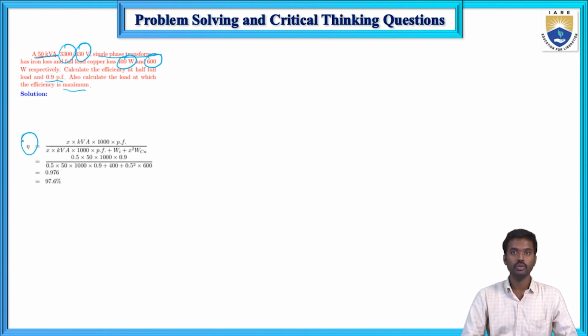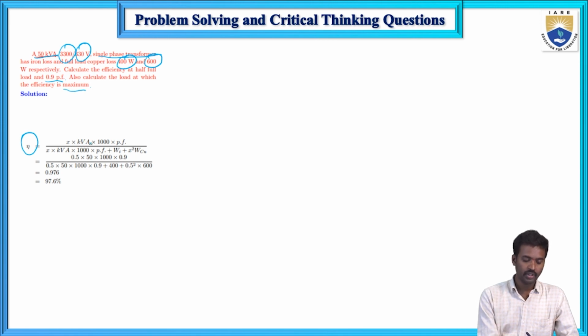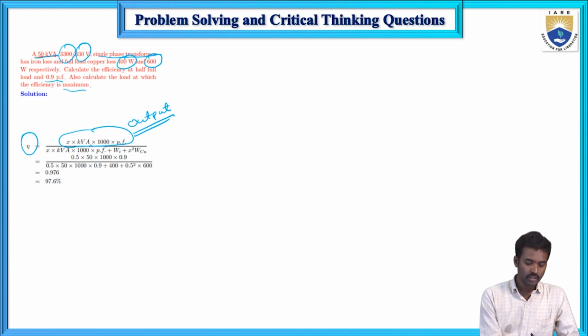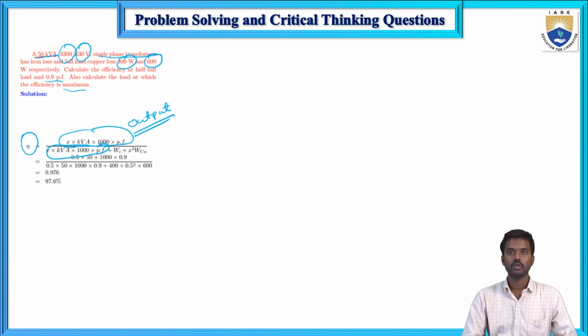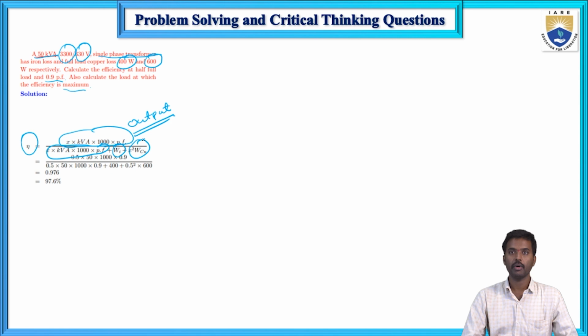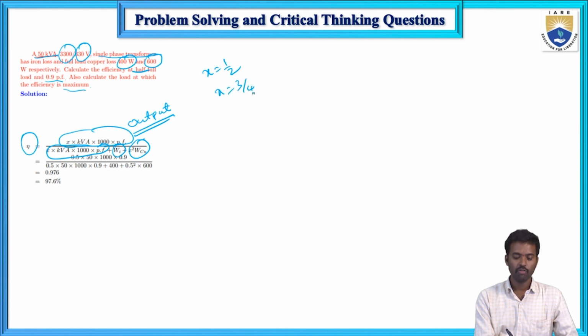So now here, efficiency equals X into kVA into 1000 into power factor. This is the output, and this is the iron loss and this one is the copper loss. So now here X equals 1 by 2 for half load and X equals 3 by 4 for 3/4 load. Fraction of load X indicates here.